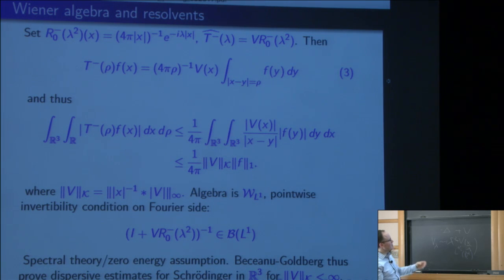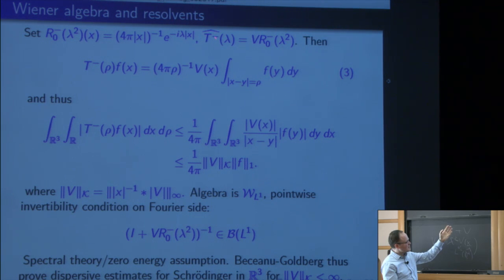And so how do you apply this? I find this kind of neat. So this is, again, lifted directly off of their paper. It looks a little bit magical. Take the free resolvent at energy lambda. It has, in 3D, this explicit form. Then define an operator, but this time as a Fourier transform, which is the Birman-Schwinger operator, resolvent times potential.